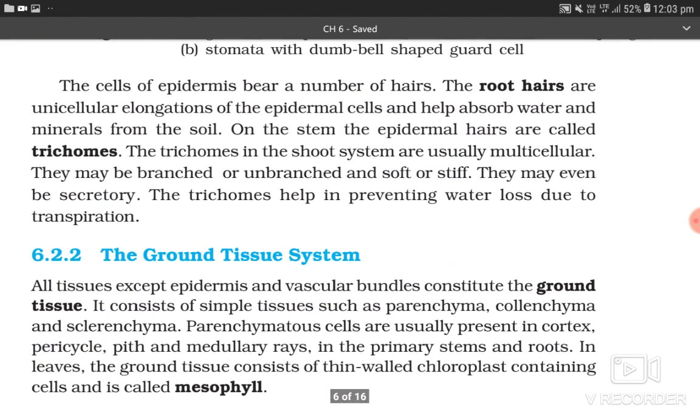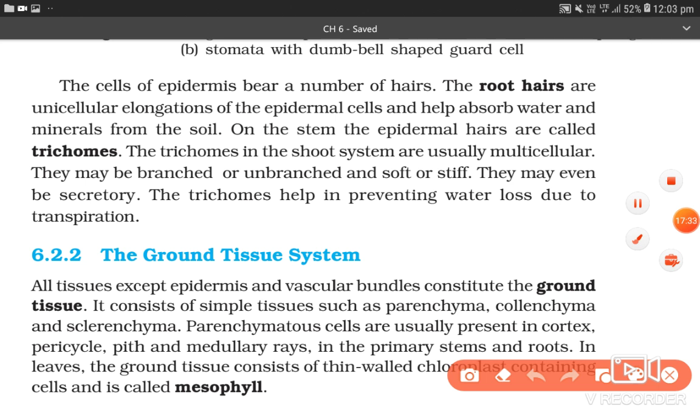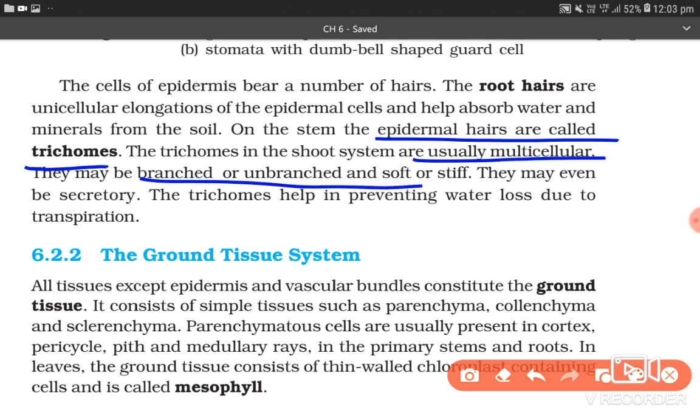The cells of epidermis bear a number of hairs. The root hairs are unicellular elongations of the epidermal cells and help in absorption of water and minerals from the soil. On the stem, the epidermal hairs are called trichomes. The trichomes in the shoot system are usually multicellular. They may be branched or unbranched and soft or stiff. They may even be secretory. The trichomes help in preventing water loss due to transpiration.